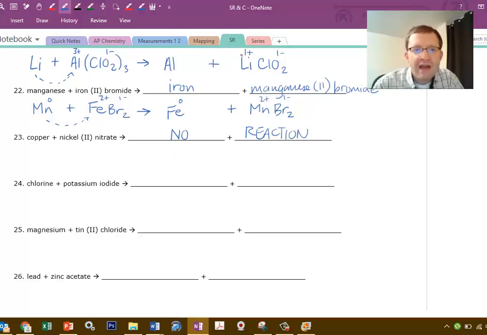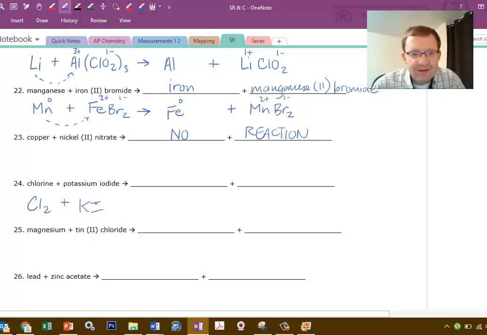Number 24 has chlorine and potassium iodide. Now I'm going to go ahead and write the formulas again for this one because it's important to remind people here, if we haven't seen them much, or even if you have, that chlorine is one of the diatomic elements. Don't forget we have 7 elements that always come in pairs, and chlorine is one of them. Potassium iodide: K plus 1, iodide minus 1, so that's just KI.